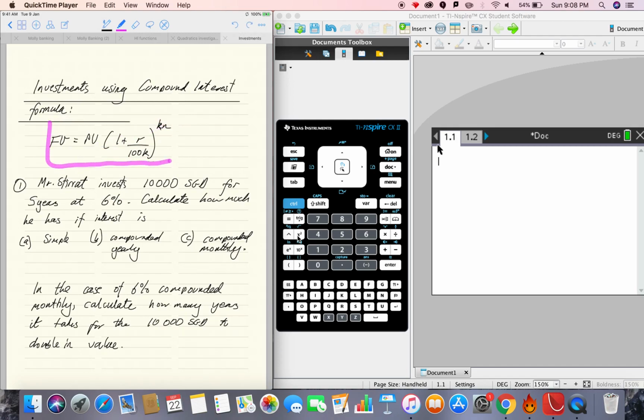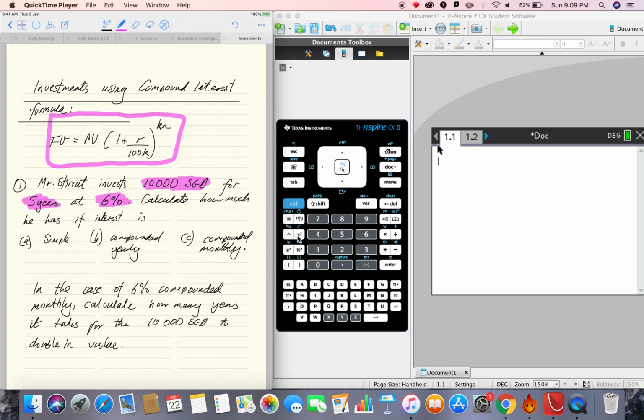Okay, so this formula here, and you probably know what it is: final value, present value, R is the rate of interest, K is the compounding periods, N is the number of years. So let's just get straight into it. We'll do the first thing, and we just need to get stuck in and identify what the particular variables are. So this is to invest 10,000, so there's PV, for 5 years, there's N, 6%, and there's R.